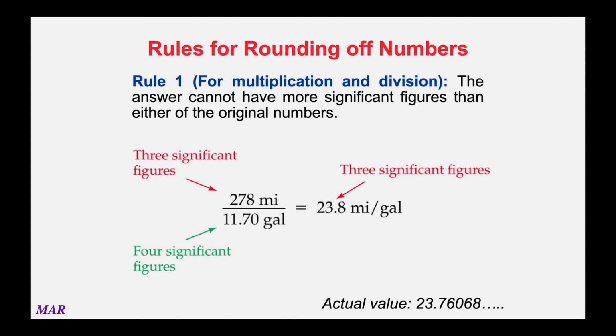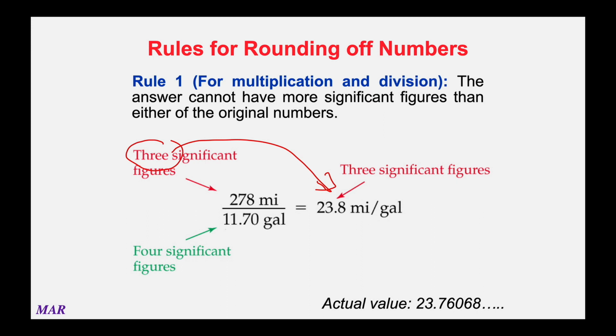So if you look at the numbers that went into this calculation, 278, 3 sig figs, and 11.70, 4 sig figs, all right? The final answer has to have the smaller number of sig figs. So because this one had only 3, our answer is going to only have 3 sig figs as well.